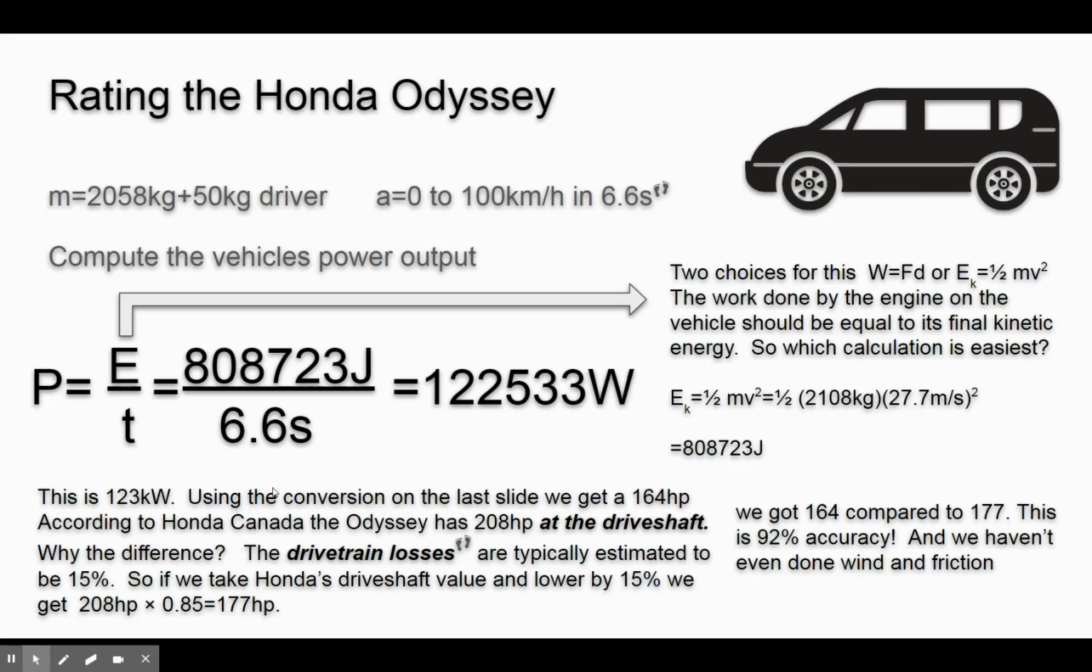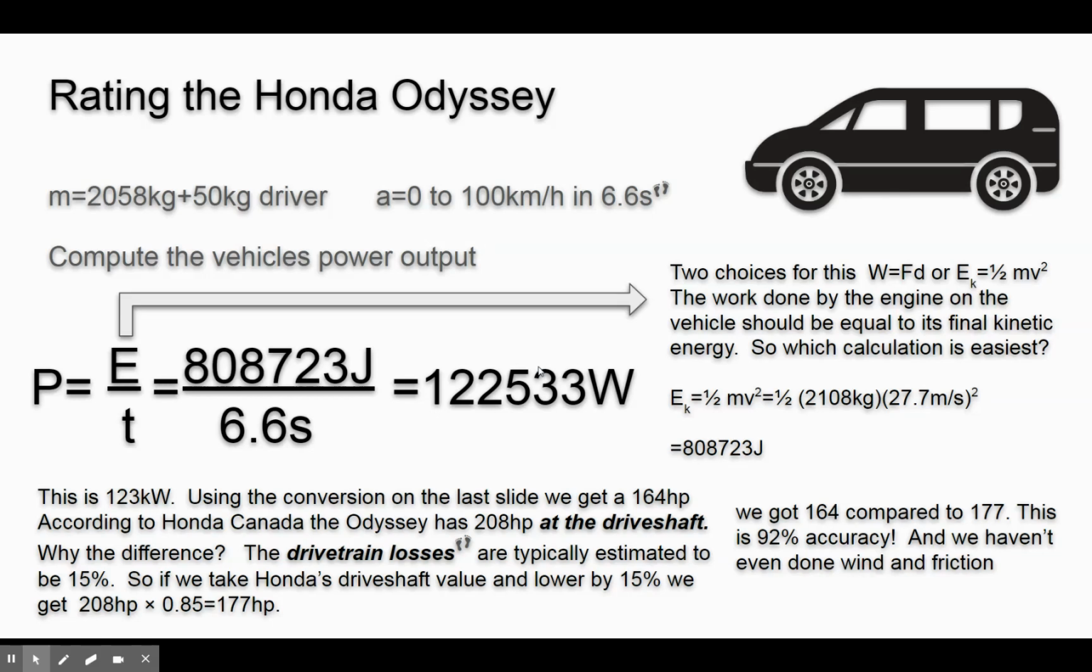The horsepower is done. Now, if I take 123 kilowatts and we use the last slide that said that a horsepower is roughly 750 watts, if I take 123,000 and divide it by the 745 watts in a horsepower, I get 164 horsepower. So according to this observed behavior of the Honda Odyssey, it is a 164 horsepower engine, or 123 kilowatts, meaning it is burning 123,000 joules every second.